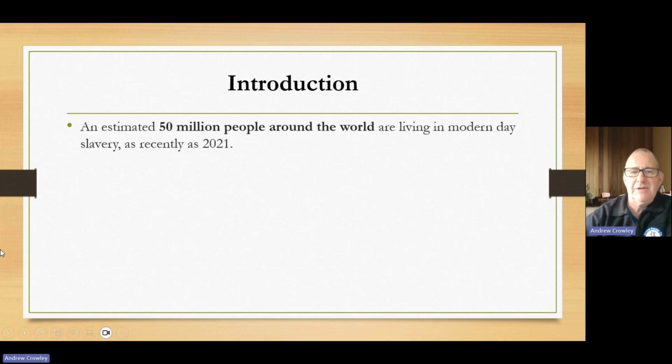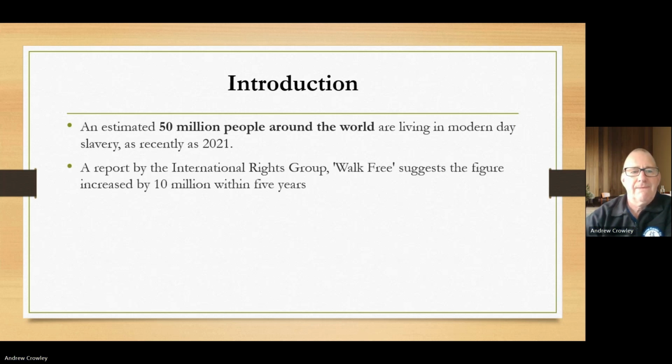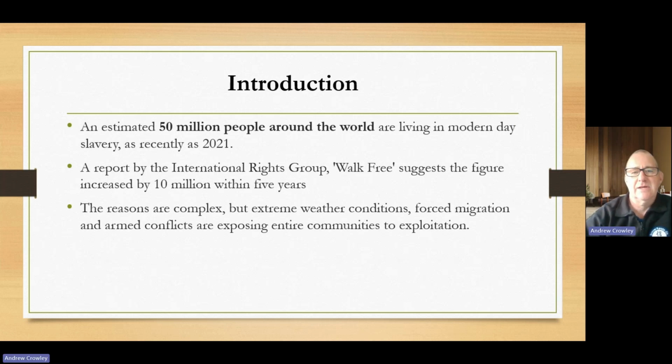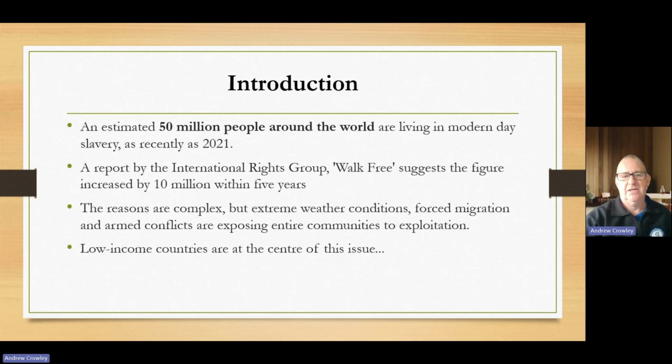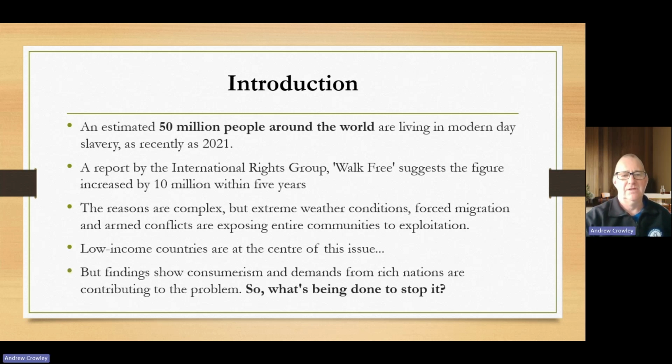There are about 50 million people around the world now living in modern day slavery. Those figures go back to 2021, and there was a report by the international rights group called Walk Free, and they suggest that the figure has increased by 10 million in the past 5 years. The reasons are complex, but extreme weather conditions, forced migration, and armed conflicts are exposing entire communities to exploitation. Low incomes are often at the centre of this issue, but findings show that consumerism and demands from rich nations are contributing to the problem.